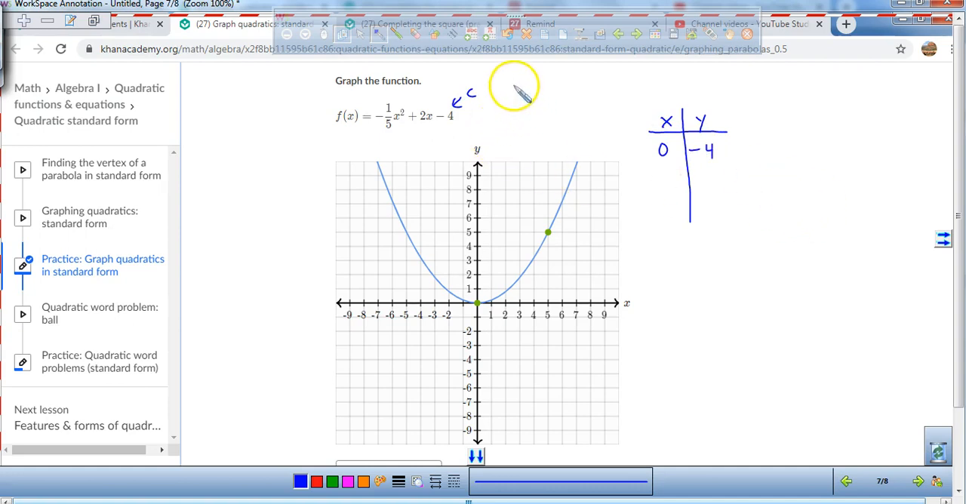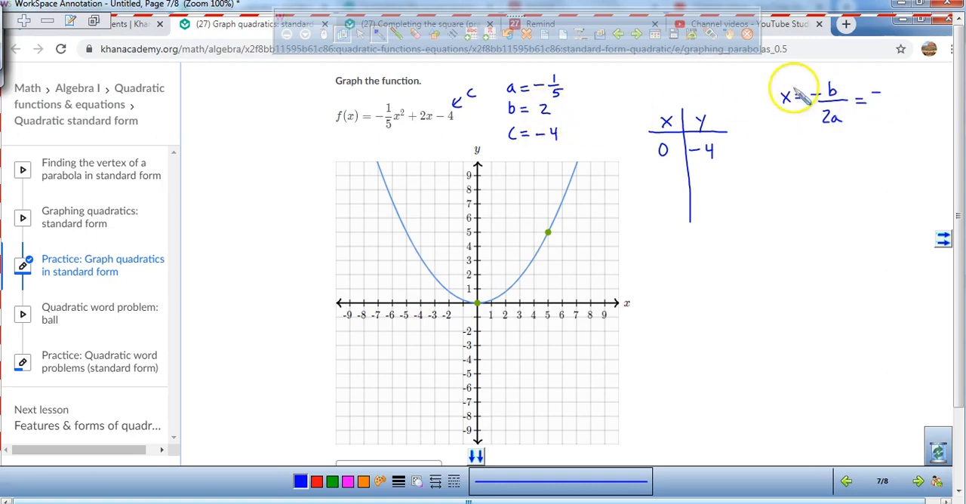The next thing I'm going to do is identify a, b, and c. Our a value is negative 1/5. Our b value is 2. And our c value is negative 4. The next thing we're going to find is our axis of symmetry, which is x equals negative b over 2 times our a value. So we're going to go ahead and do that.